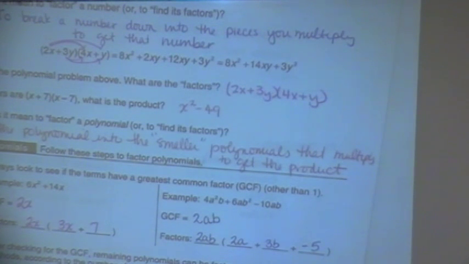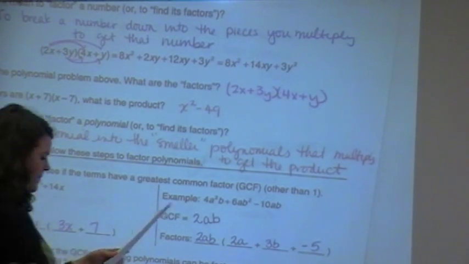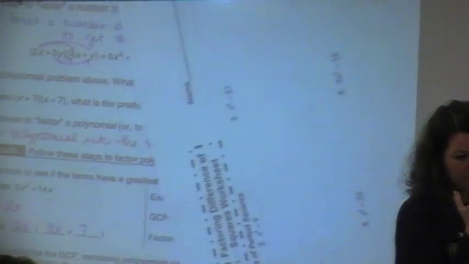What's the hardest one? Oh, no. Factoring trinomials with a coefficient other than 1, probably.